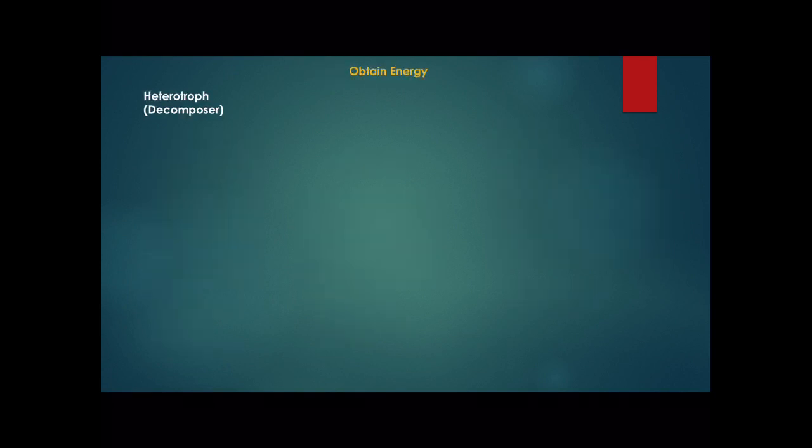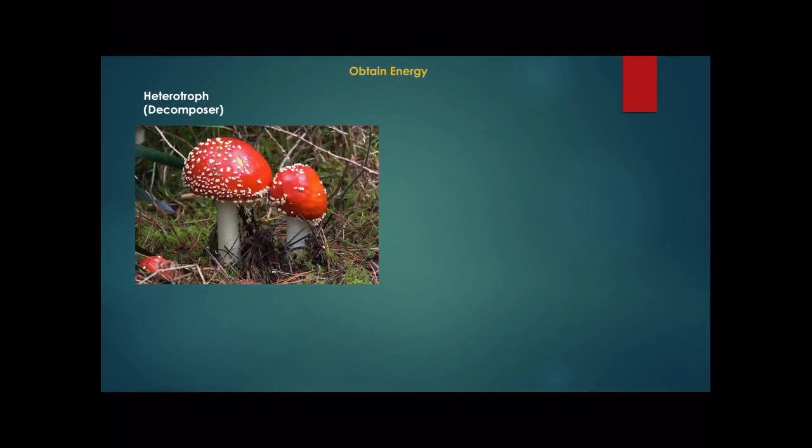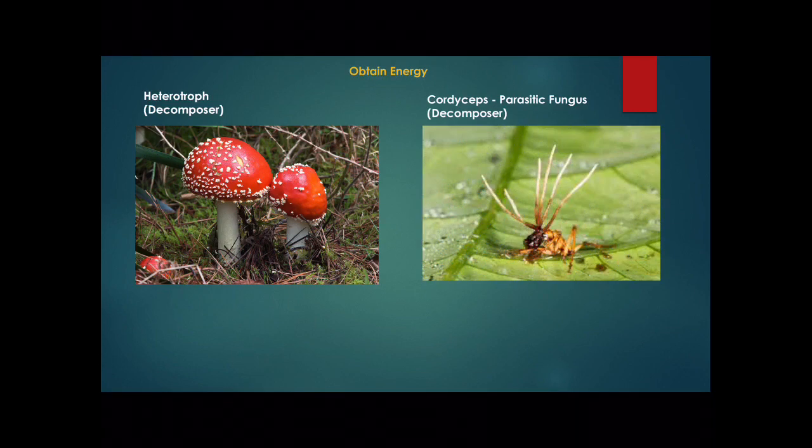Other things that obtain energy are fungi. Fungi are heterotrophs, meaning they eat or use other organisms for food. They decompose their food. Fungi can also be parasitic and infect other organisms and live inside them. This ant, for example, has a fungus that was living inside of it, using it as food, and in time, eventually, as you can see from this ant, the fungus grew out of this ant and spread its spores.